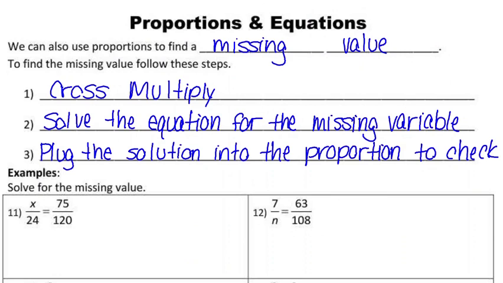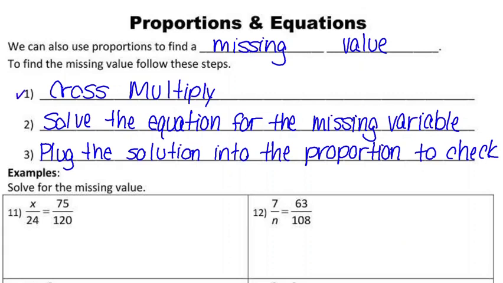So we can also use proportions to find missing values. Just like we were using ratio tables to take that original ratio and then multiply it further on or divide it to go backwards in the table, you can do the same thing with a proportion, but you use the cross multiplication method. So the first thing you're going to do is cross multiply.